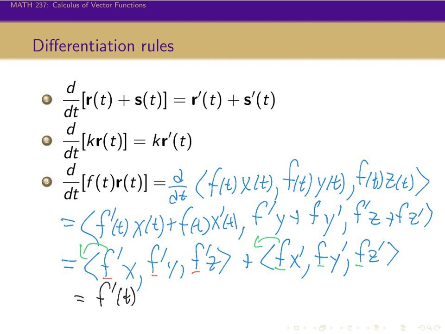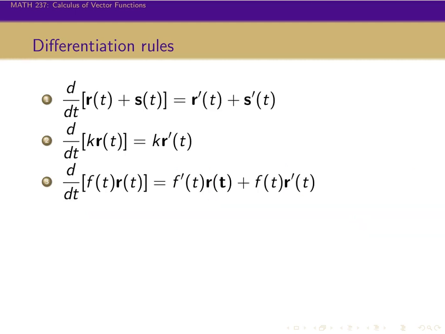And so we'd end up with f prime of t times the original vector function plus f of t times r prime, and that prime's important. And so what did we end up with? Well, it's a little bit long, a little bit more of a circuitous route, but we end up with just the normal product rule. So f prime of t times r of t plus f of t times r prime of t, just like the product rule. As old product rule.